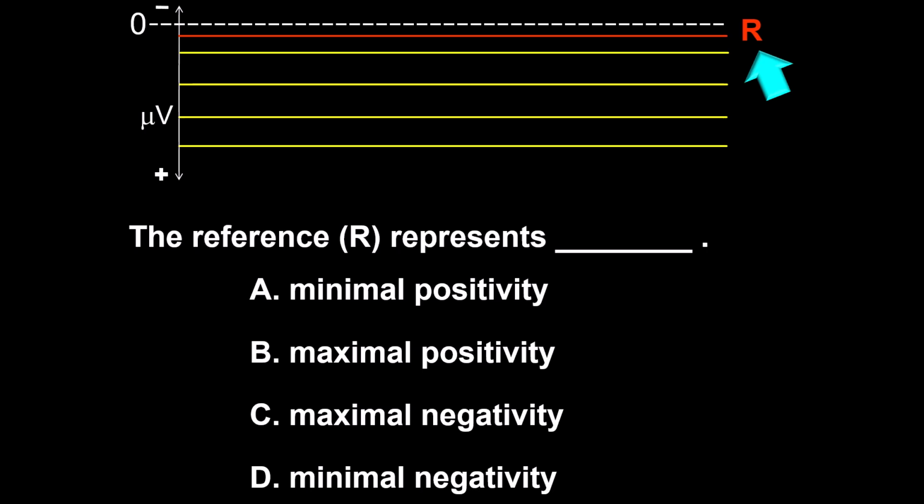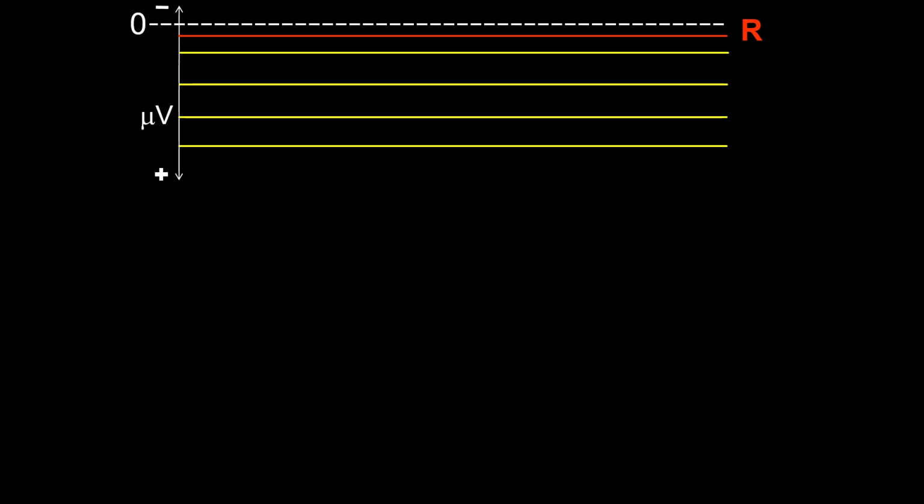minimal negativity. The figure, as you can see, represents a voltage graph. It has four levels represented by four yellow lines. The zero dashed line represents the neutral point. The R, by virtue of it being on the positive side of the zero line, corresponds to a positive value. And since the reference line is the closest to the neutral line, it is considered the minimal positivity.